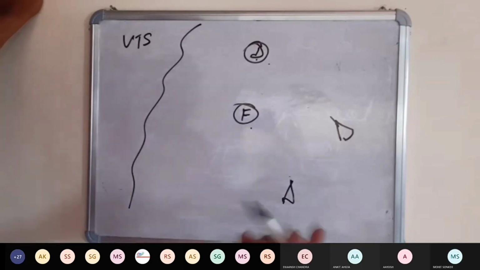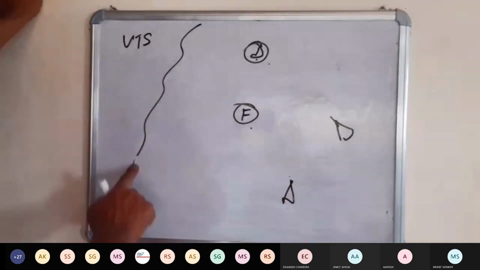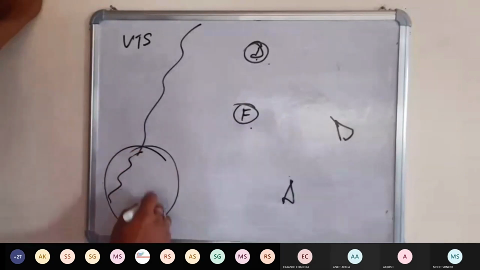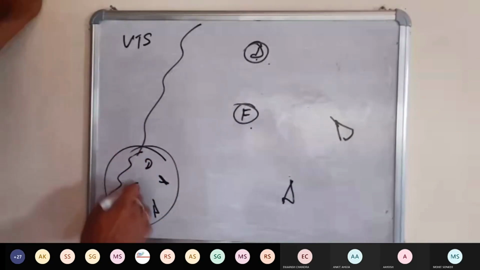AIS. रडार से पिकअप कर लिया, बहुत अच्छा. पॉजिटिव आइडेंटिफिकेशन नहीं है हमारे पास. The VTS here on their radar, they are seeing the two ships here and the dredger and also the fishing boat.